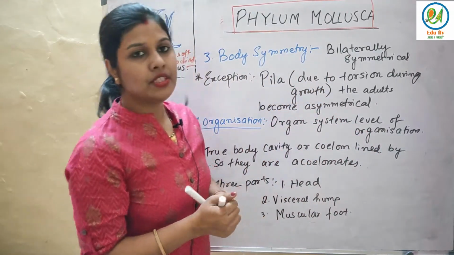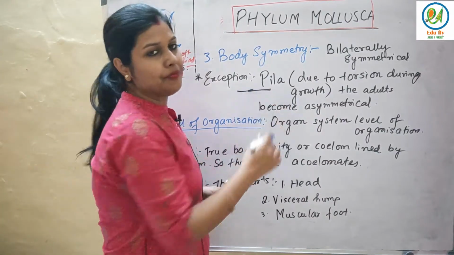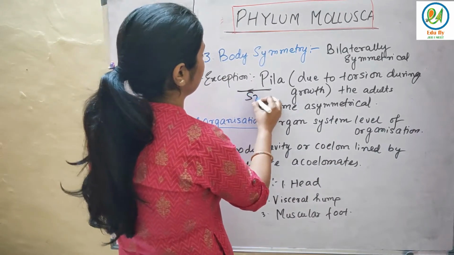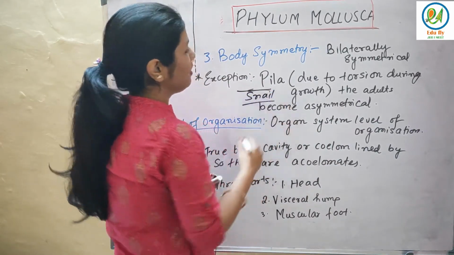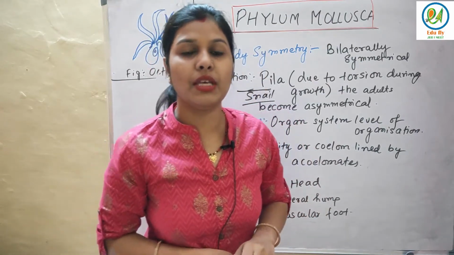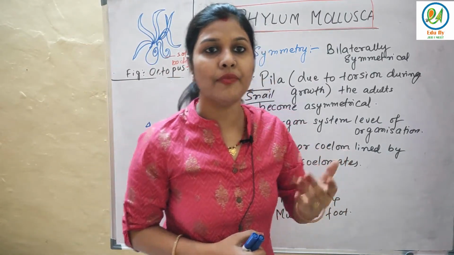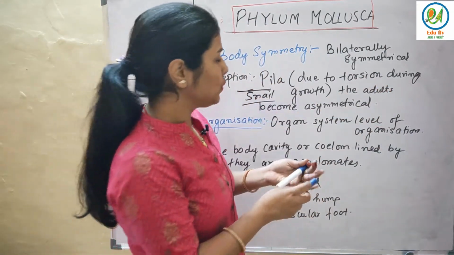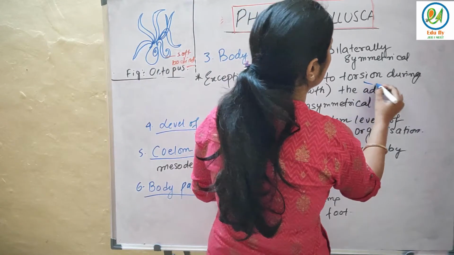The exception here is Pila, and also snail. They don't have a bilateral symmetrical body. Their body is asymmetric, and why? Due to torsion. What does torsion mean? Torsion means twisting.